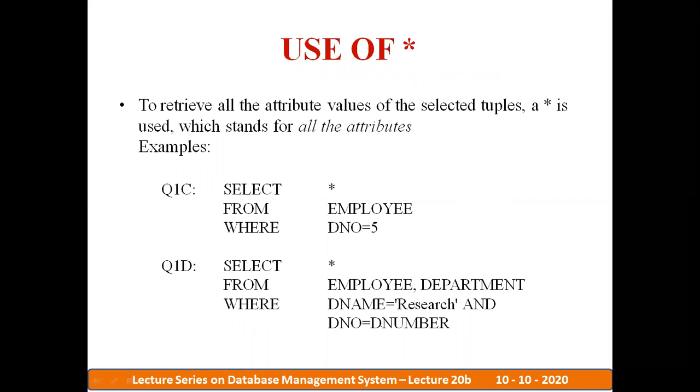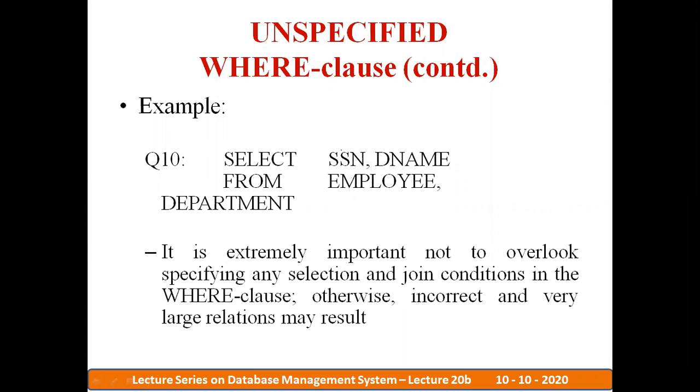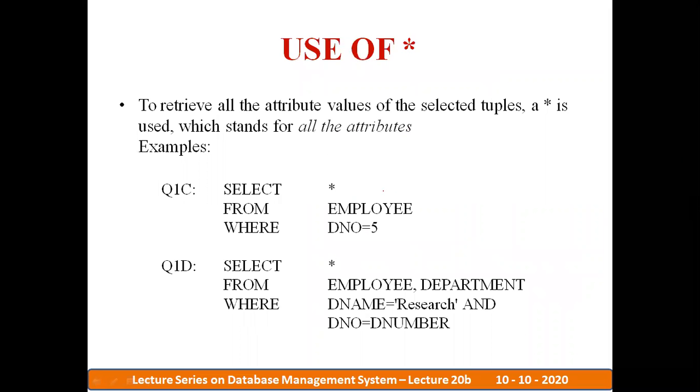Now, till now in all the examples we have been specifying the SSN and the D name in the select, that is, whatever attributes we are interested in. Consider that if you want to retrieve all the attributes of the selected tables, then you need to use the asterisk, which is like a wildcard character that stands for all the attributes. The star indicates all the attributes.